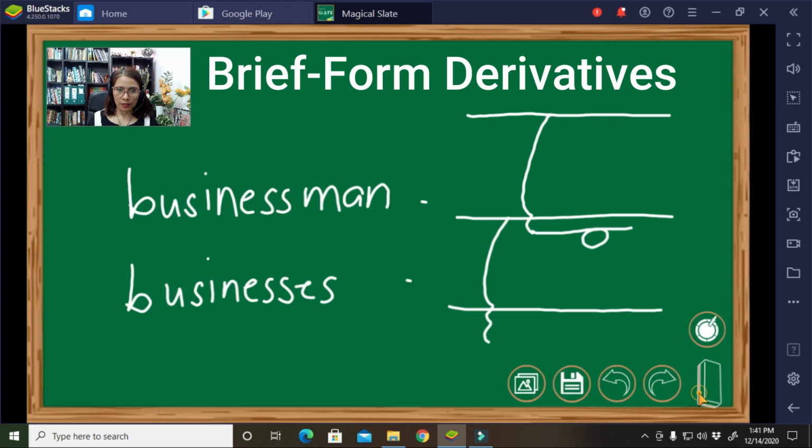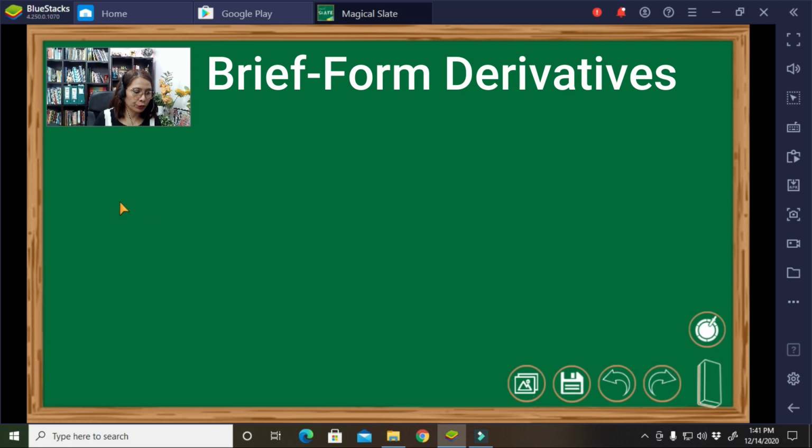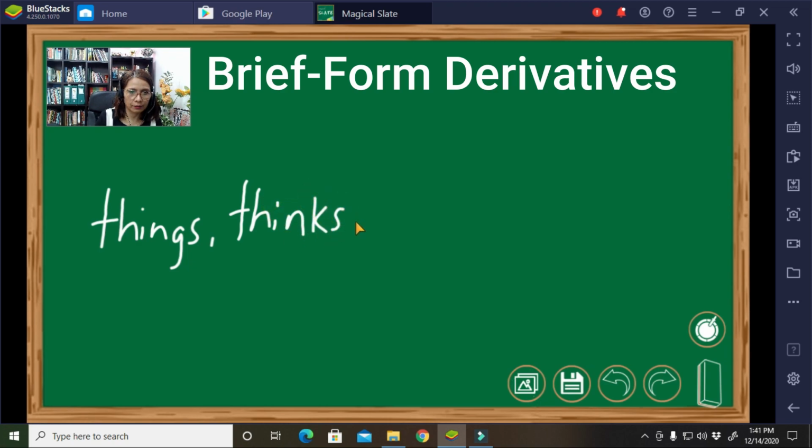Okay, so next example, we do have the word things, which is adding only the letter S. There. So all you have to do is to replace the dot with a disjoint left S. So that is things. Alright. So those are brief form derivatives.